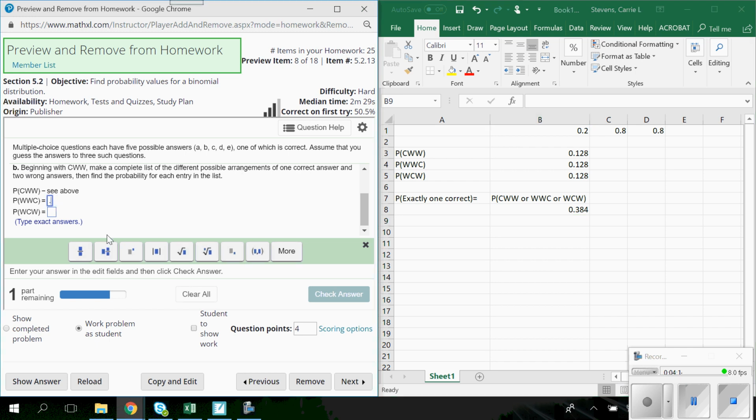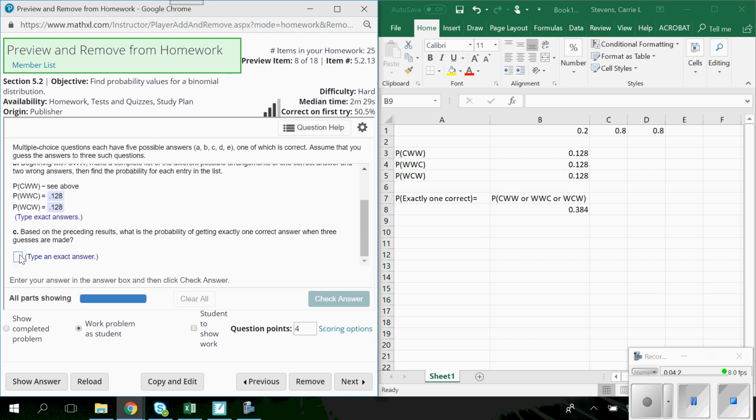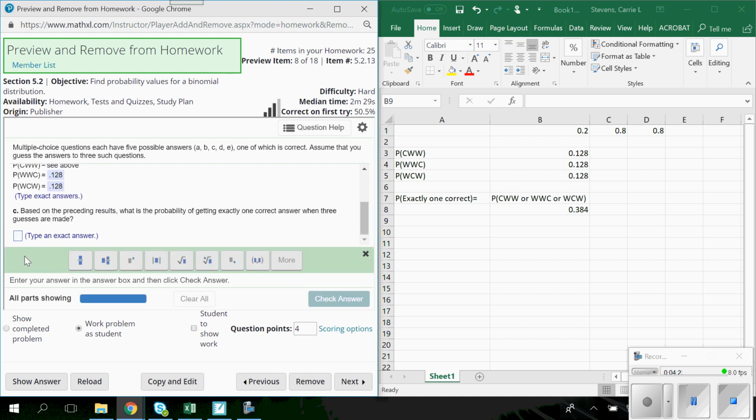So here we'll put 0.128, 0.128 for part B, and then the final answer should be 0.384. Whoops, gotta get in the box. 0.384.